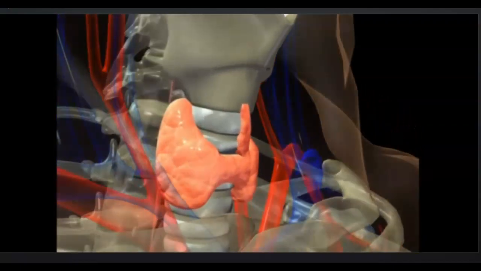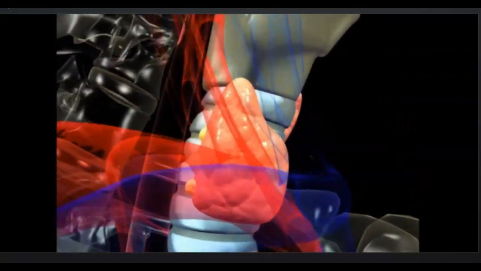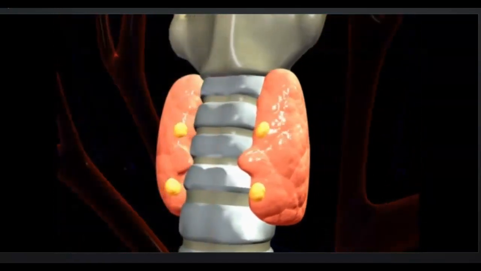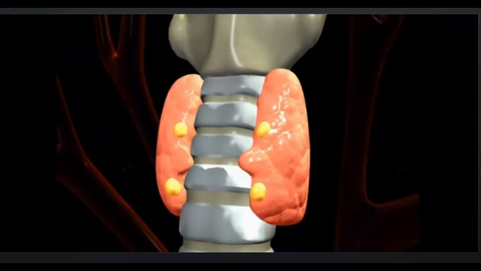On the posterior aspect of the thyroid, we have our parathyroid glands. Most people have 4 parathyroid glands, but it is possible for it to vary. You can usually have anywhere from 3 to 5. And in addition, with how many parathyroid glands, they can also sometimes vary in location. But most of the time they're going to be paired, 2 on the superior poles of the thyroid, 2 on the inferior poles of the thyroid.